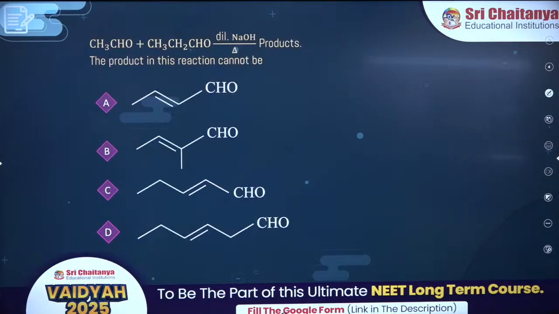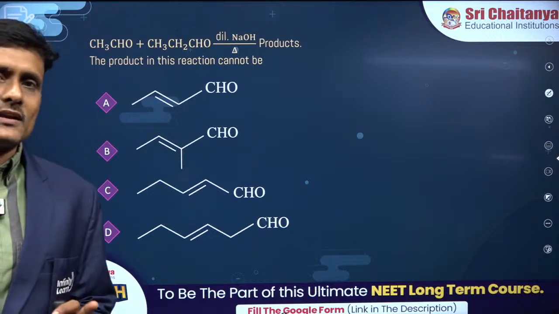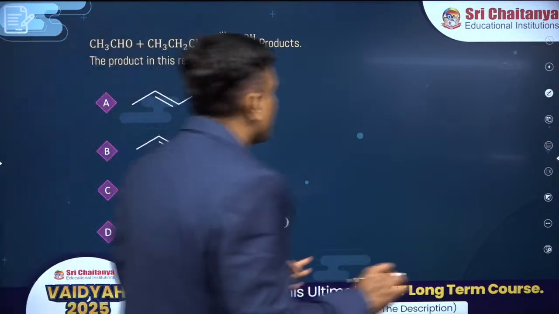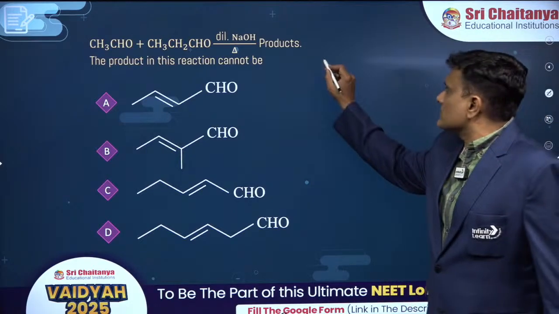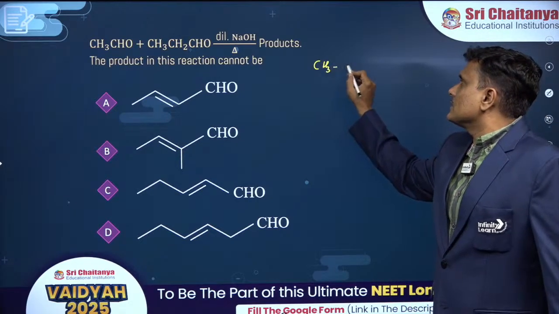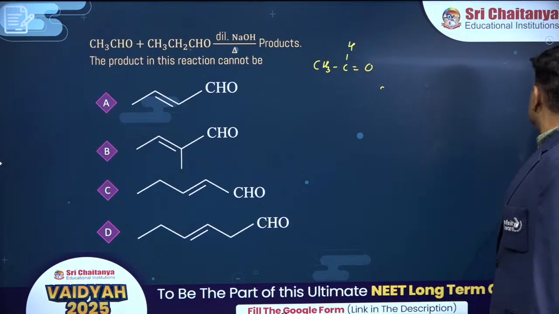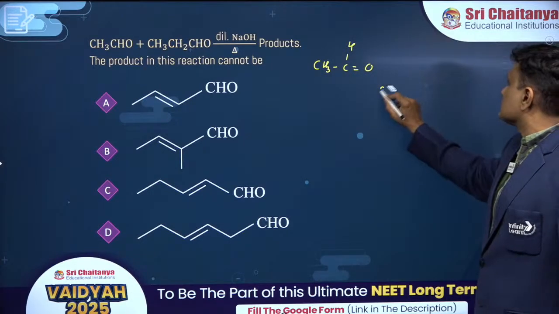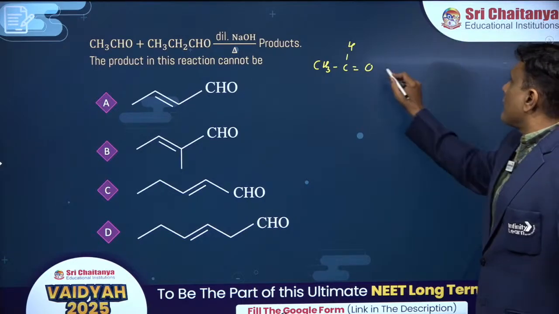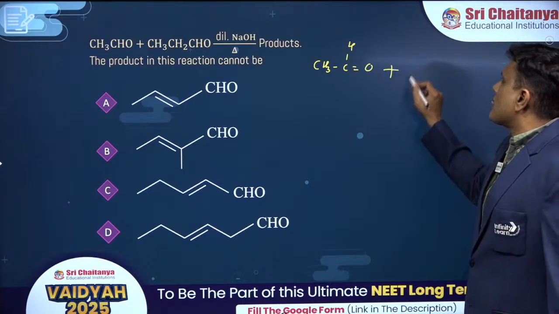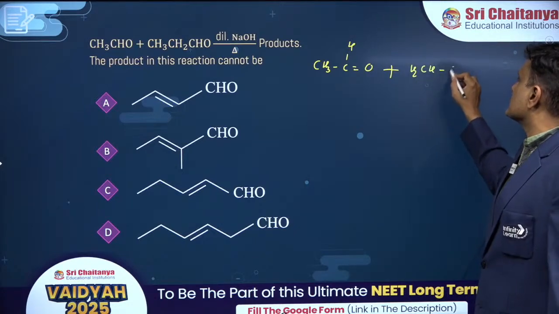Alright, come on. See, this is another tricky question, related to the aldol condensation. Now let me explain how you write the product related to the aldol condensation. When you listen to me, it's very easy. CH3CHO. When you take CH3CHO, 2 moles, I am taking 2 moles of CH3CHO and writing the product.